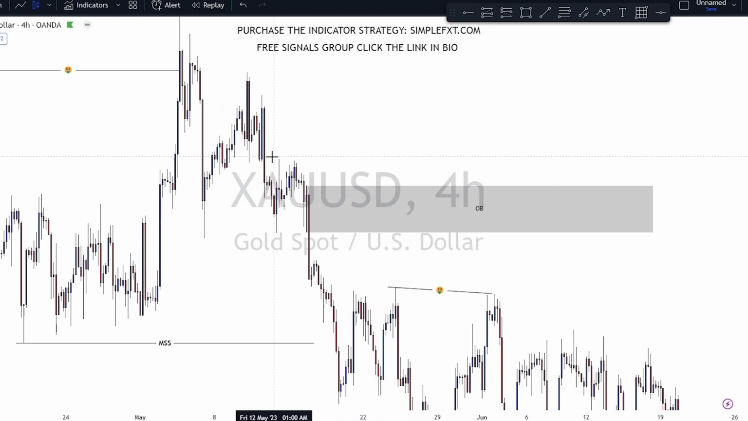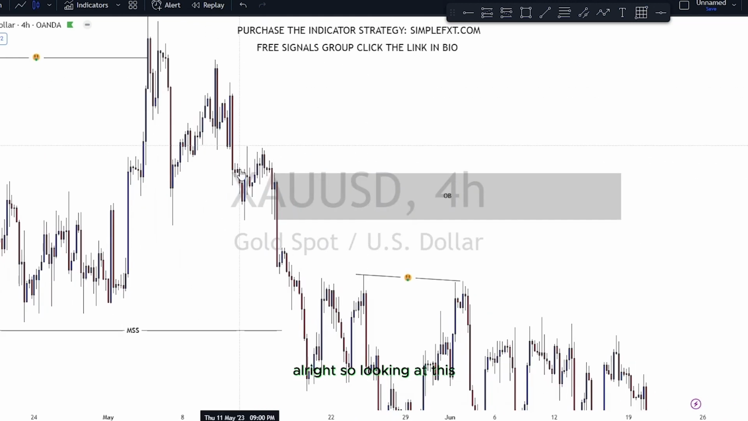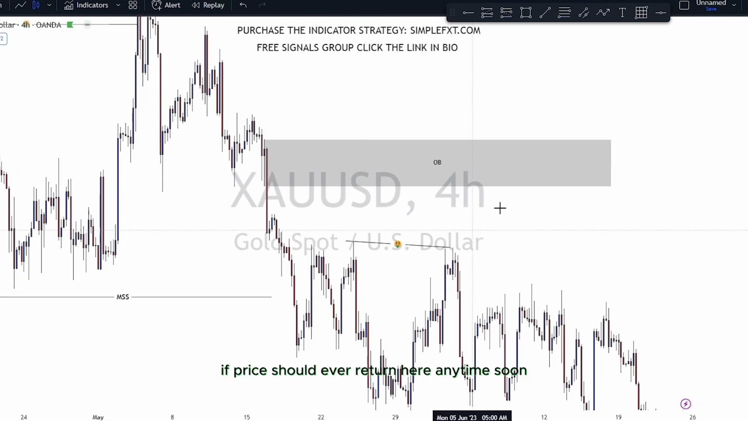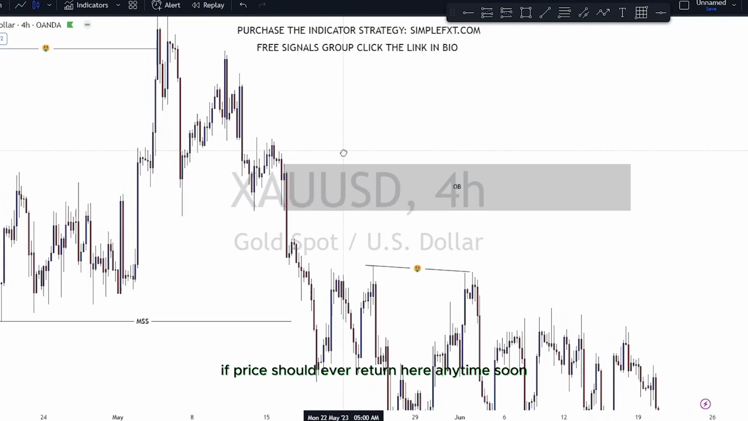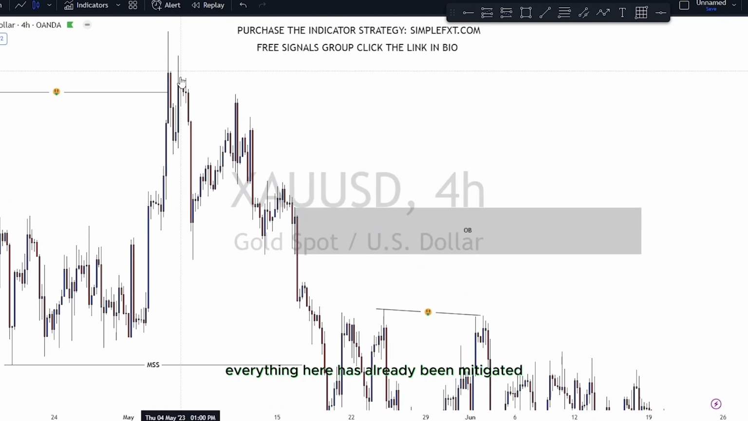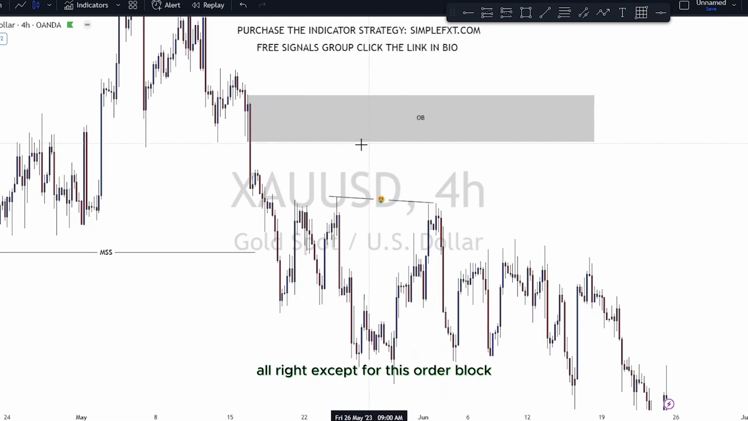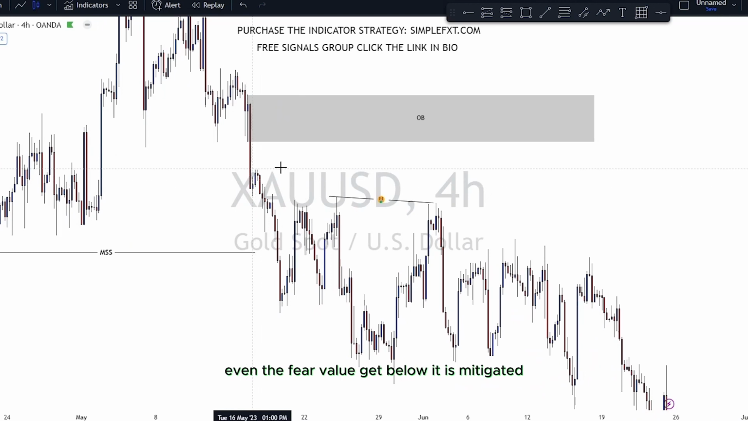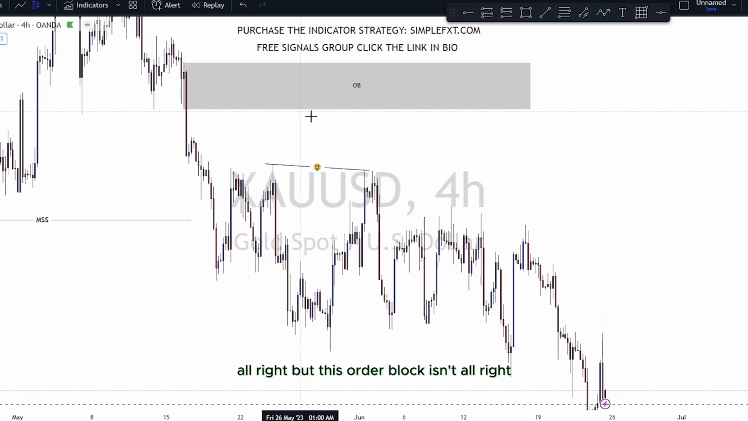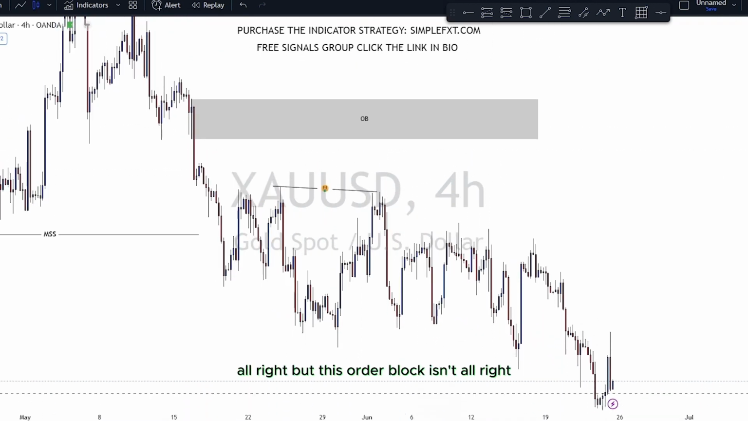And all right, so looking at this, in my opinion, there's no reason for price to go above this 4 hour order block if price should ever return here anytime soon. And that's because if you look here, everything here has already been mitigated, except for this order block. Even the fair value gap below it is mitigated. But this order block isn't.